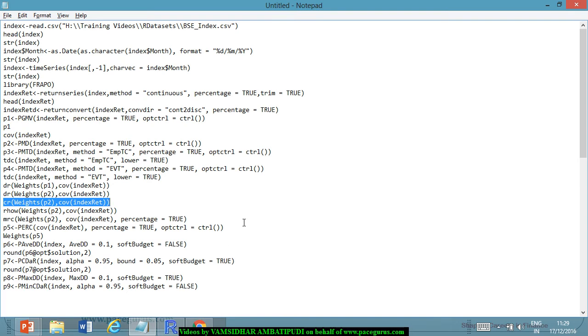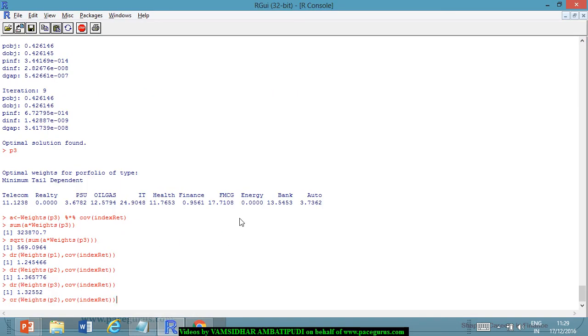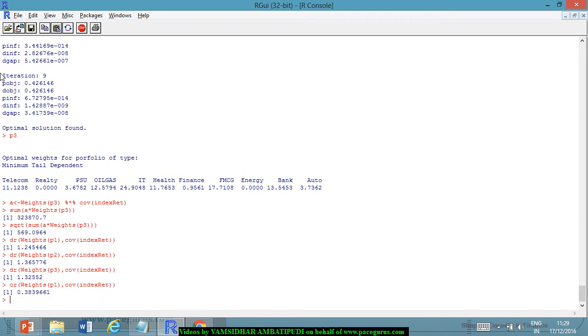So let me try computing the same by taking the formula again from my code, which I have copied out here. So I'm looking at the concentration ratio. Just like the way I computed the diversification ratio, I am computing the concentration ratio for all three portfolios that I have created, P1, P2, P3. So here the concentration in case of P1 is only 0.38, very close to 0.